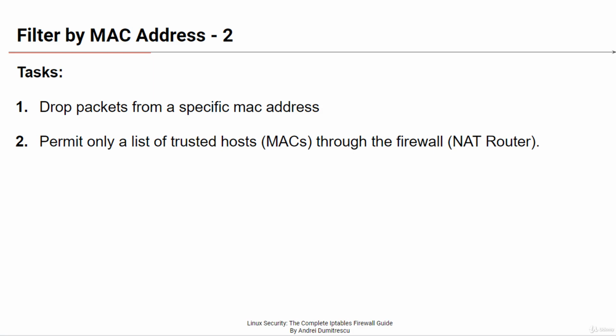Let's see two more use cases. The first task is to drop incoming packets that are coming with a specified MAC address, and the second task is to configure the NAT router, which of course is running Linux, to permit access to the internet only to a list of trusted devices or MAC addresses. Let's do the first task.